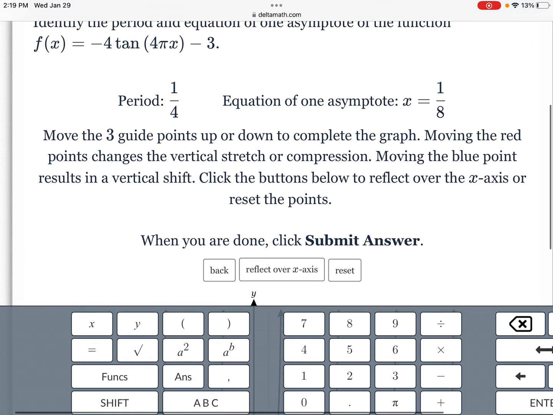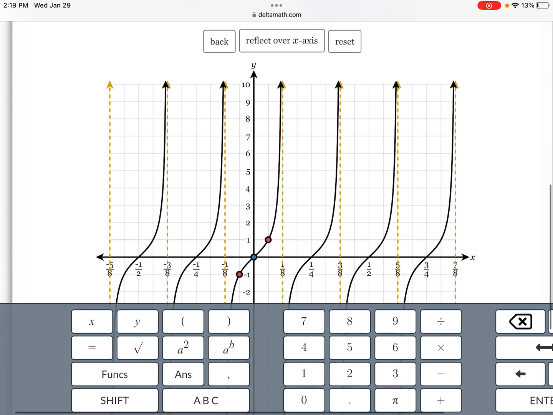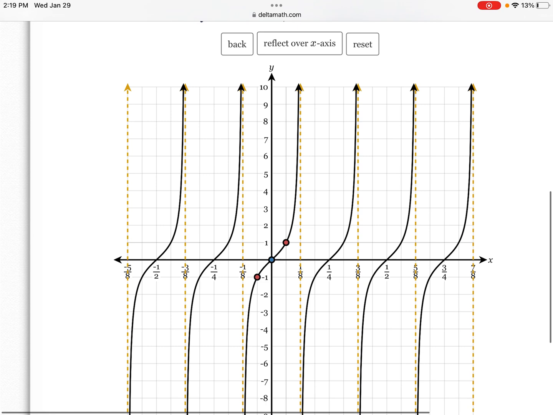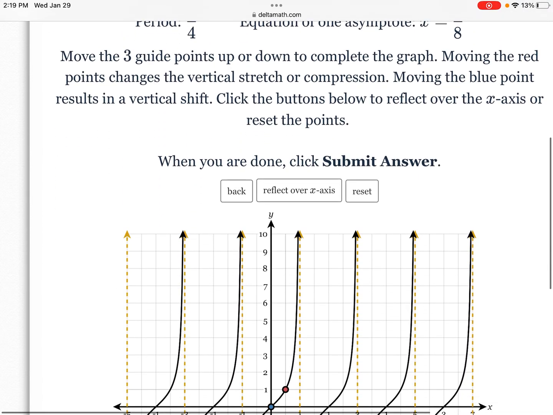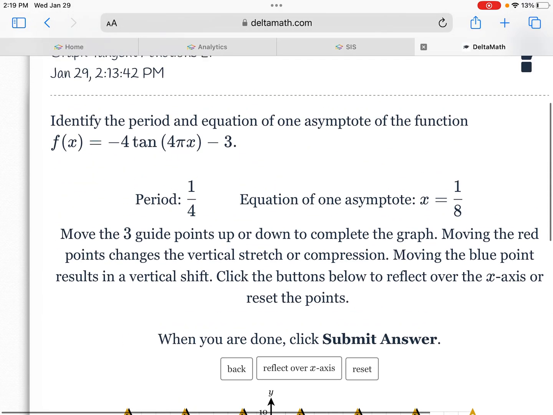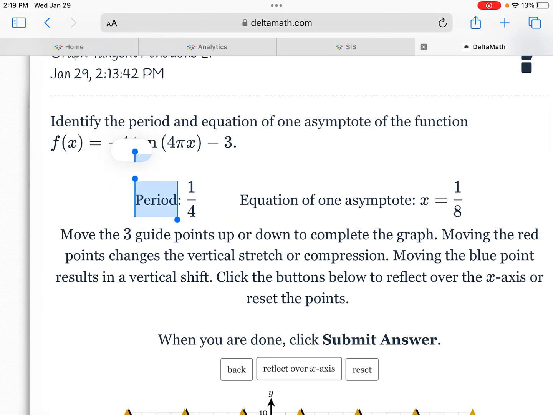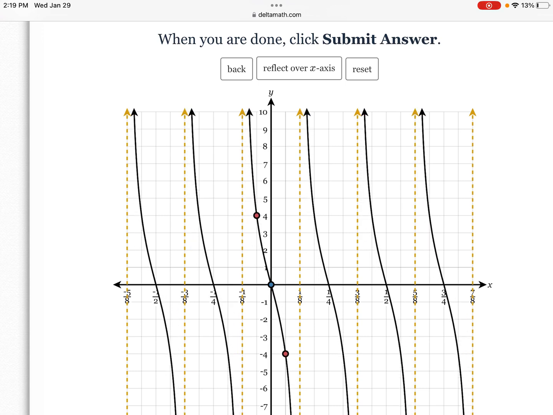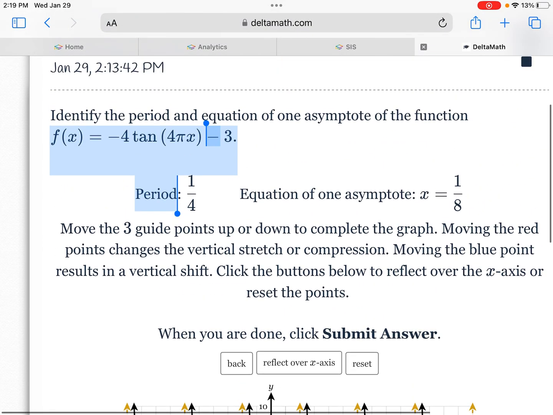So do we need to reflect this over the x-axis? Well, yes, we do, because there's a negative in the front. So reflect, and then you see my graph reflected. Then we need to stretch it. We need to stretch it by 4 because that's what's in the front there. So right now it's on 1, so we just need to take our red and we need to stretch it 4. See how we did that? We've taken the red and we've stretched it 4. And then we need to move it down by 3.